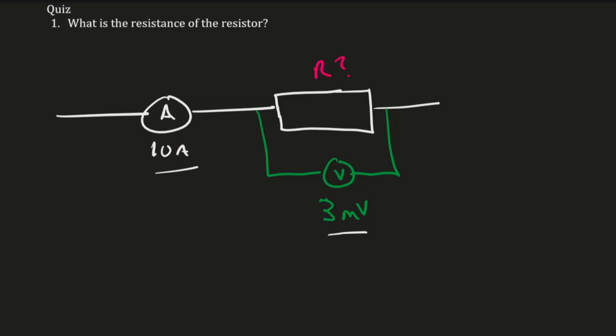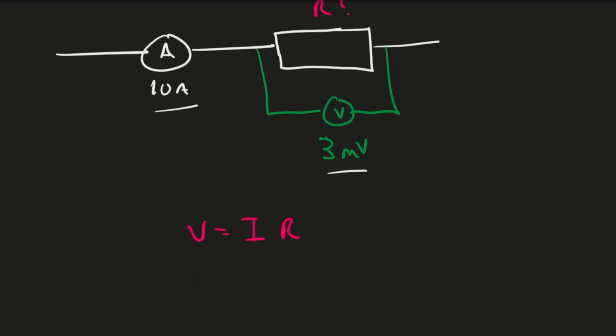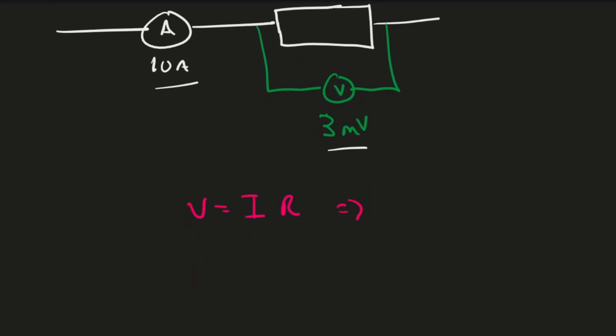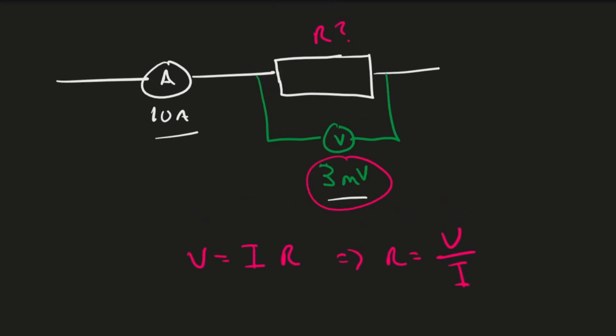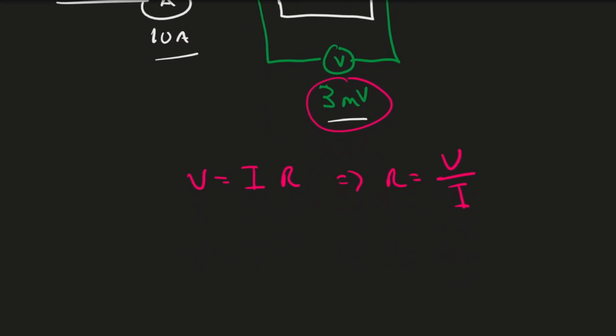Well, we can use our equation V equals IR, and so all we need to do really is rearrange for R. So the resistance would equal V over I. And now we can just plug in our numbers. So you'll notice here we've got 3 millivolts. So you want to convert this to volts. So 3 millivolts in volts is 0.03 volts divided by the current of 10 amps.